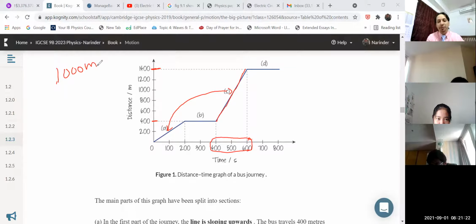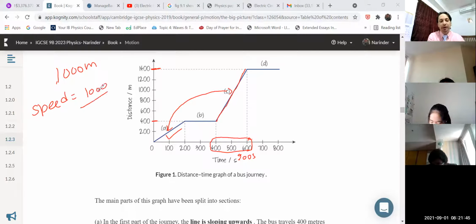1000 meter distance is covered by the object in the same interval of time, that is 200 seconds. Can you find out the speed? As we discussed, children, if the line is sloping upward, you can find speed, and the speed is given by distance upon time taken, 1000 divided by 200. If you do the calculation, you will find the speed is 5 meter per second.